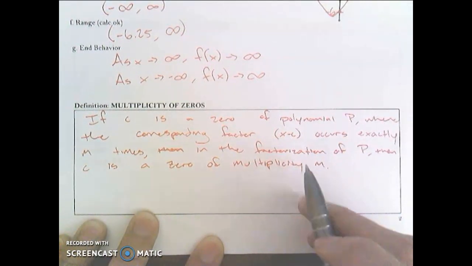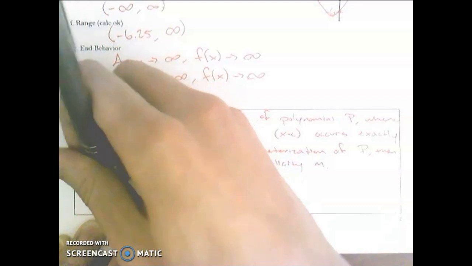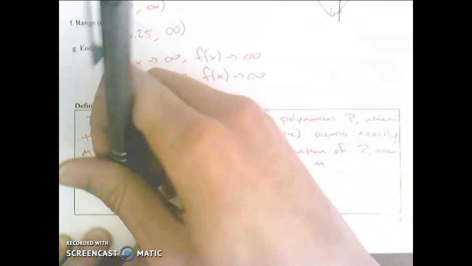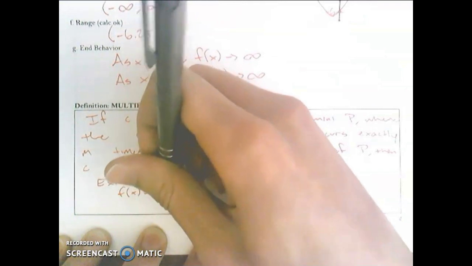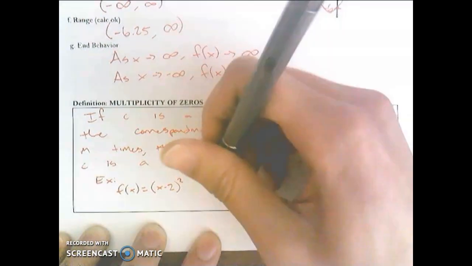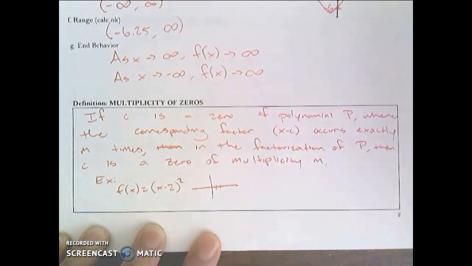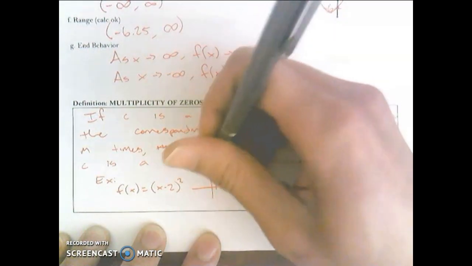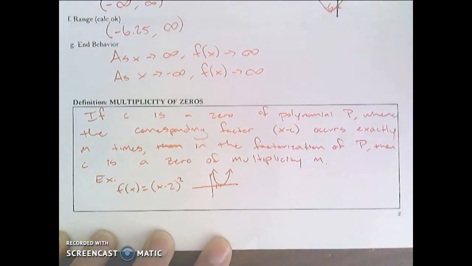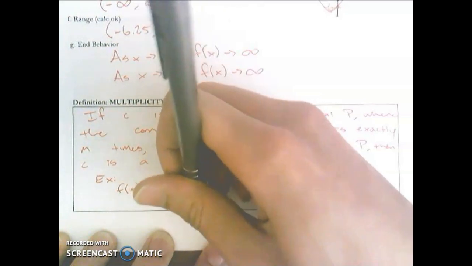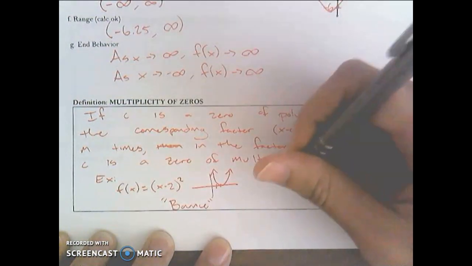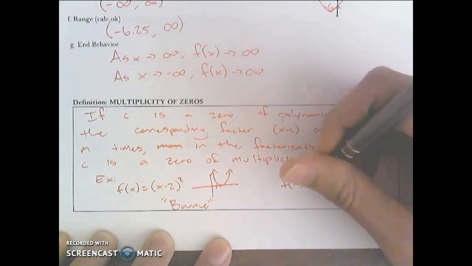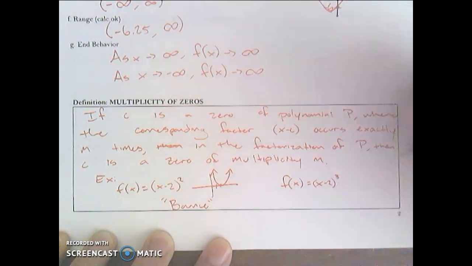Examples, so like what we explored, say we have f of x equals the quantity x minus 2, and that quantity is squared. We get a graph that looks like this, where the 0 is at x equals 2, and it bounces off. In particular, when the multiplicity of a 0 is even, then we call that a bounce. When the multiplicity is odd, so f of x equals x minus 2 raised to the third power, that passes through the point at x equals 2, we get this shape here.